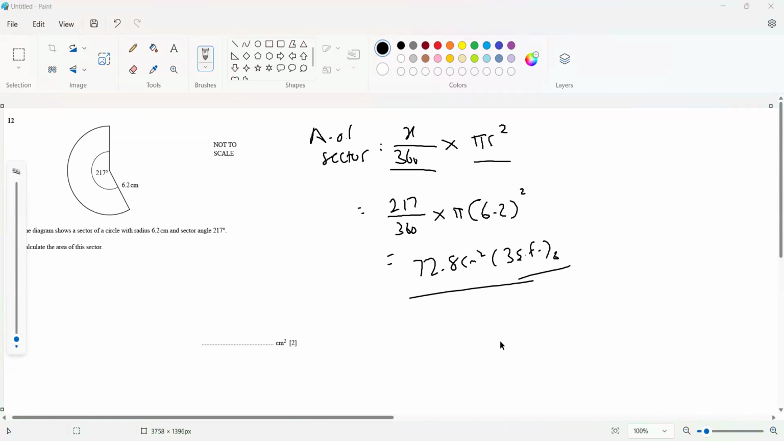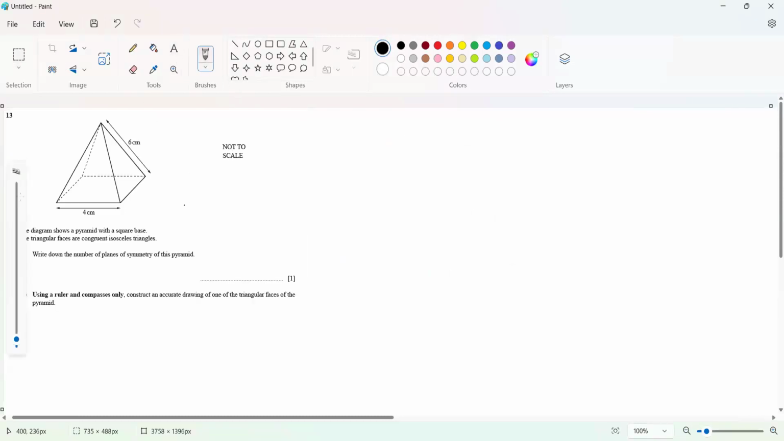And then moving on to question number 13. So for number 13, we have a pyramid. All the sides are congruent isosceles triangles. Write down the number of planes of symmetry of this. So these are all isosceles triangles and the bottom is a square. So in other words, you can create a couple of shapes. In this case, I could split this entire shape in half, which means I just cut it right through the middle like this.